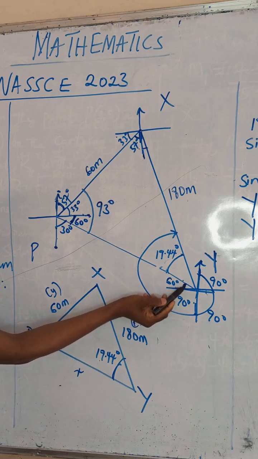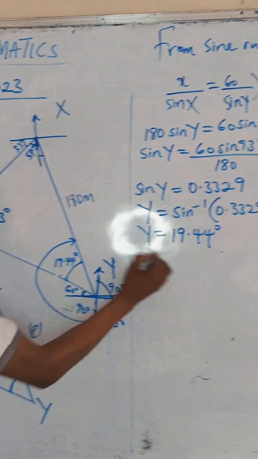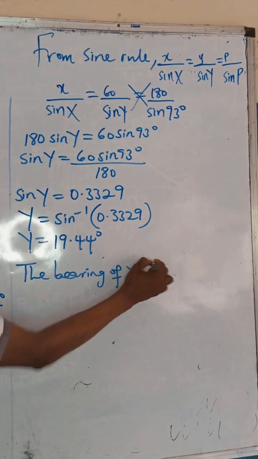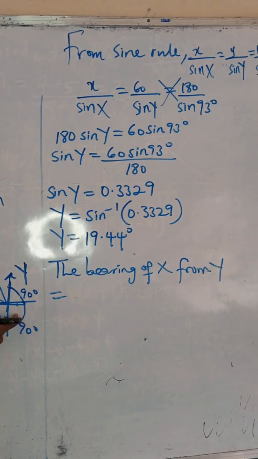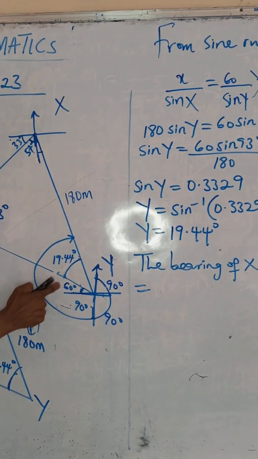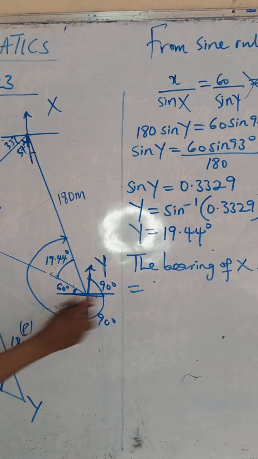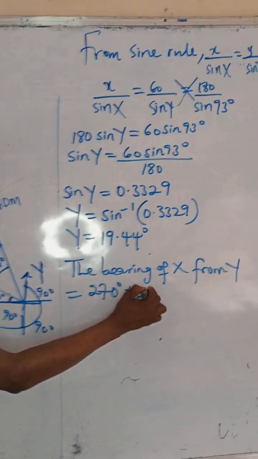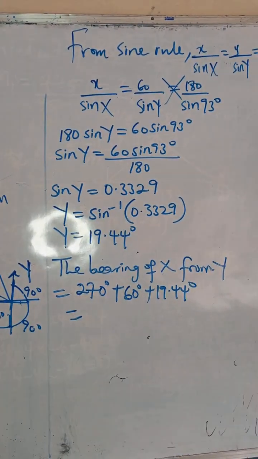From this person to this place is 60. Then finally we have from here to here, which is 19.44. So now, if you are following this well, then we can say that the bearing of x from y will then be 90 plus 90 plus 90 plus 60, then plus 19.44. So 90 makes it 270. So that's 270 degrees plus this 60, which is part of it, then plus 19.44 degrees.